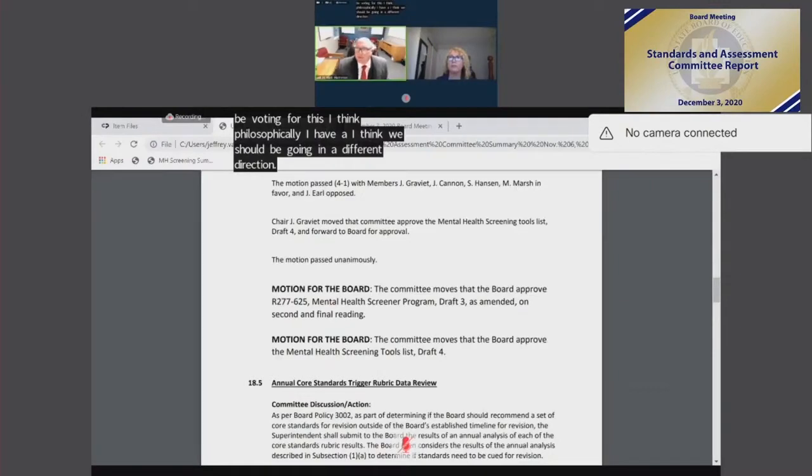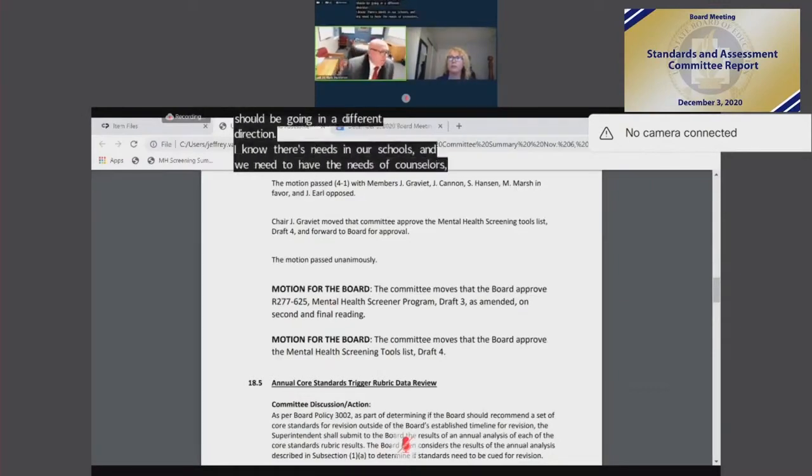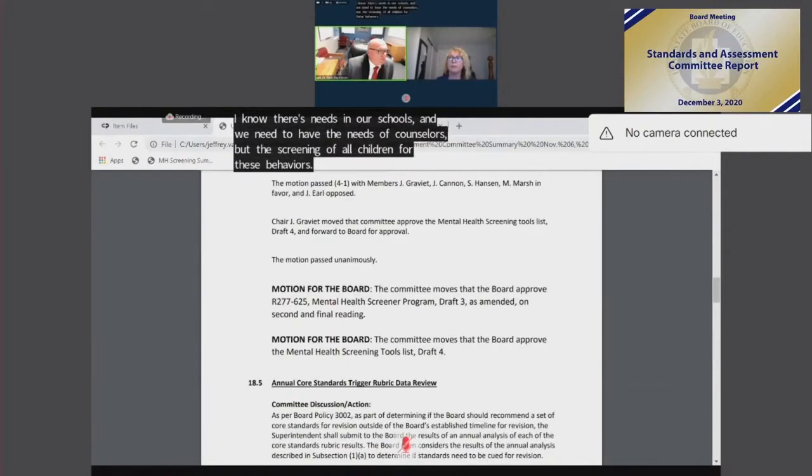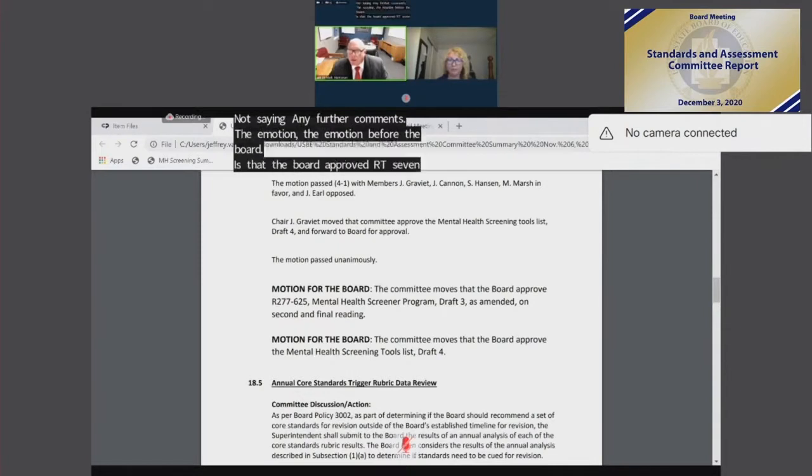Okay, I'm not seeing any further comments. The motion before the board is that the board approve R277-625 mental health screening program draft 3 on second and final reading. Board members, please vote. Okay, the motion passes.